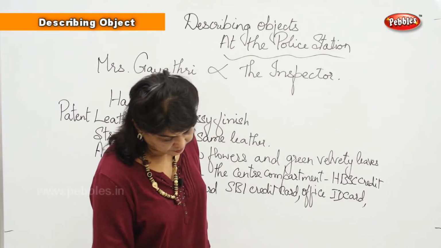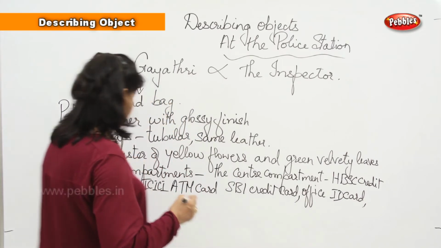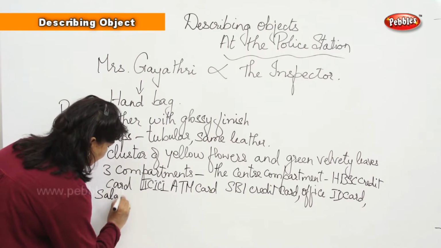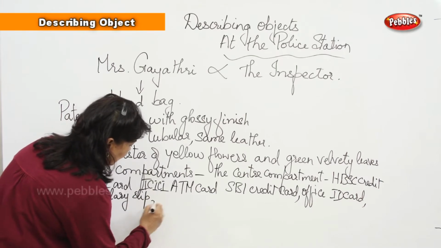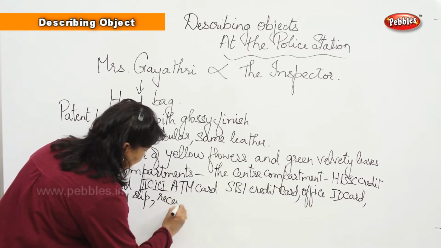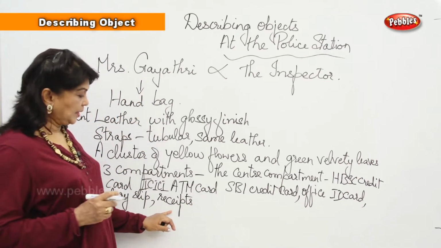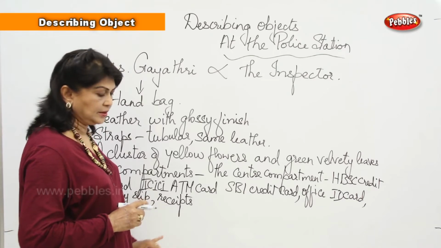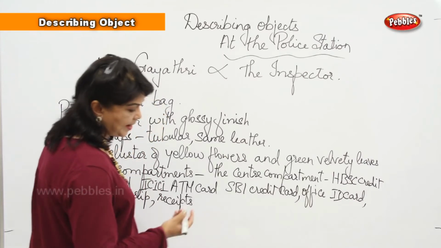And also a salary slip. Then some receipts. Receipt. This P is silent. You don't say receipt. It is pronounced as receipt. Receipts. Then hair clips.